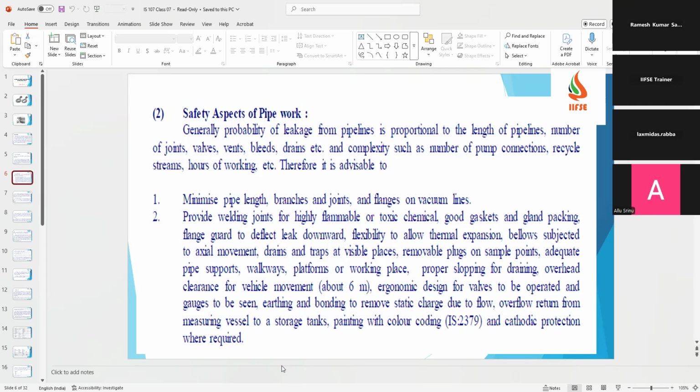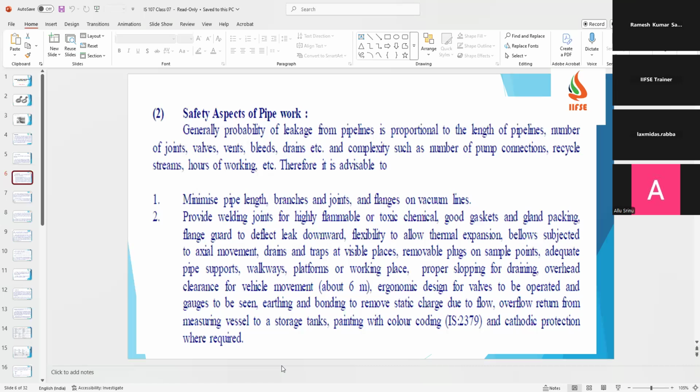Also, there is the length of the pipelines, the number of joints, valves, vents, bleeds and drains, etc. The complexity, such as the number of connections, recycle streams, hours of work. Even the length of the pipeline, the number of joints, valves, vents or bleeds also indicates a greater chance of increased leakages.